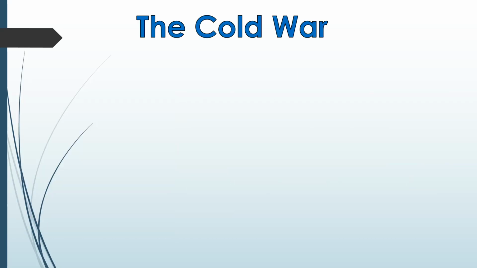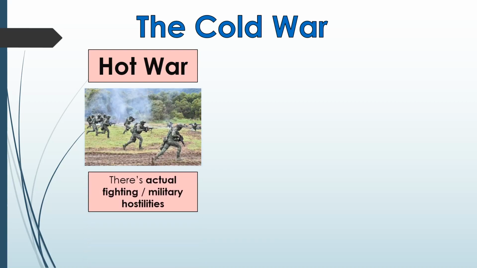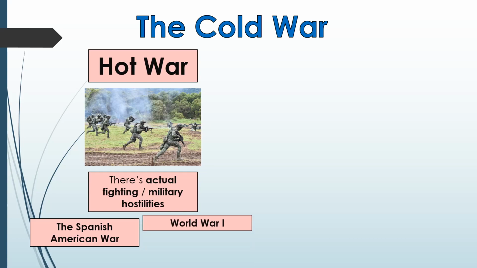So this period of tension is going to be called the Cold War. So let's differentiate it from a hot war first. And we've seen at this point every war that the United States has had before the Cold War has been a hot war. So a hot war just involves actual fighting and military hostilities between two countries or more. So the Spanish-American War between America and Spain was a hot war. World War One between all the nations, most of these nations in Europe and the United States, was a hot war. World War II, which we have just concluded, was a hot war. There's actual fighting, there's actual hostilities that result in fighting and death between these nations.